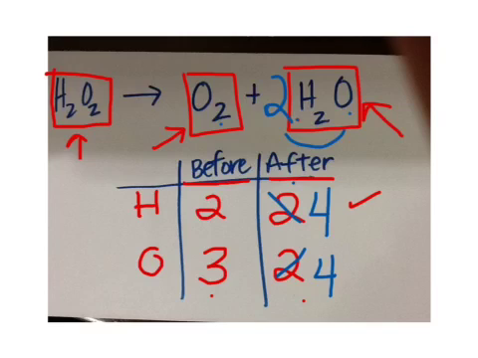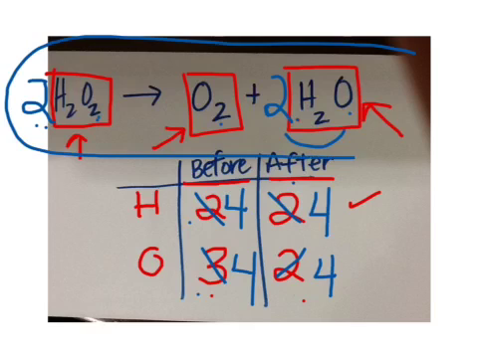Now we don't have the right number of H's anymore, and the O's are off. To fix that, we also have to put a 2 here. So now we have to take a new inventory. Before the arrow, we now have 4 H's, and that changes this to 2 times 2, so we have 4 O's, and now we are balanced. So this would be your new balanced equation.